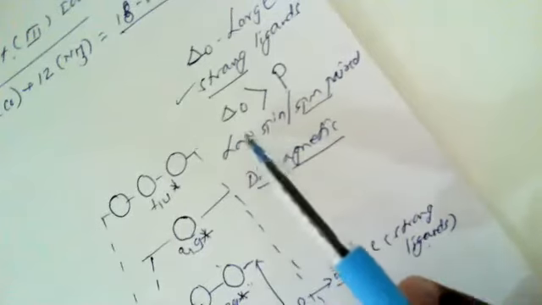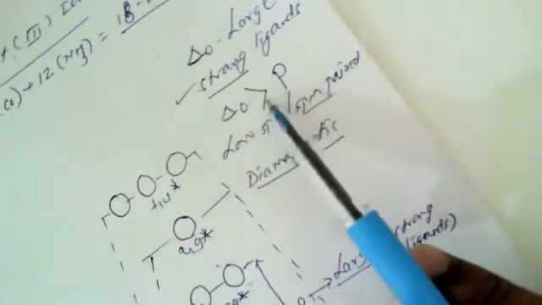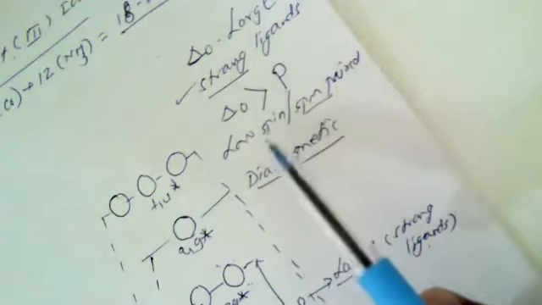And hence we have written yesterday that when the crystal field splitting delta O value is greater, then the amount of energy required to pair the electron is very less, and hence pairing takes place, which lowers the spin, and hence the complex becomes diamagnetic.